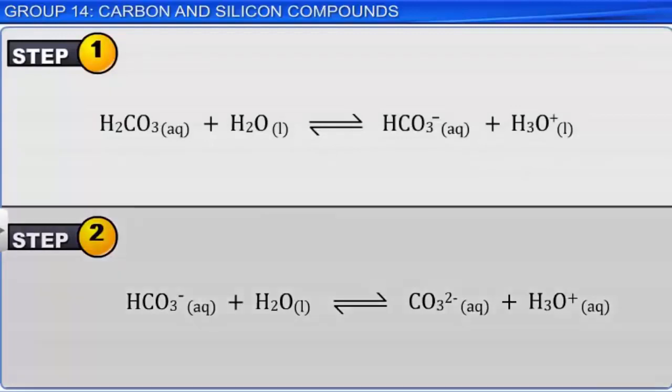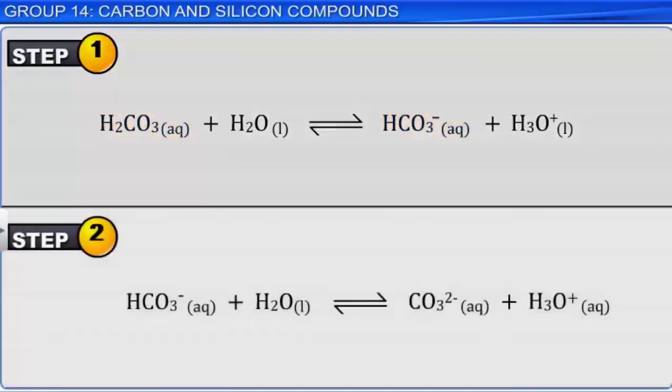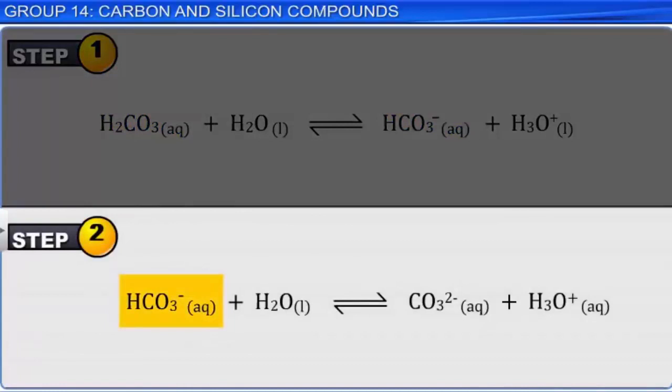First, carbonic acid loses one hydrogen ion to form a hydrogen carbonate ion. Then, the hydrogen carbonate ion loses its hydrogen ion, resulting in a carbonate ion.